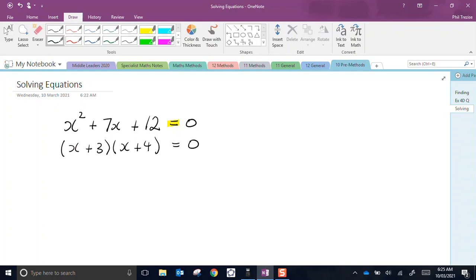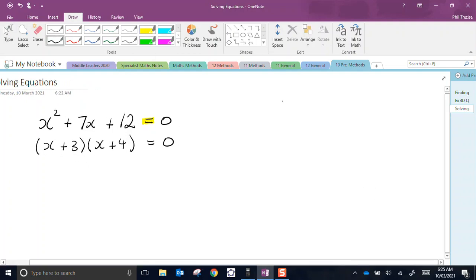Now I find myself in a very interesting situation. I have a product, a multiplication, where something multiplied by some different thing equals 0. Now let's just try for a minute. If I was back in primary school and I had a question that looked like this, 5 times box equals 0, what's the missing number in the box? Well, you would, I hope, tell me that the only answer for that would be 0. 5 times nothing equals nothing.